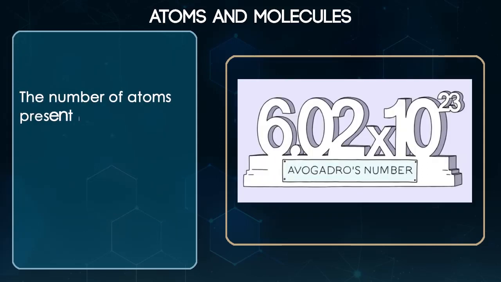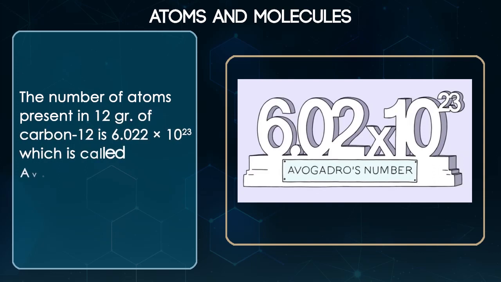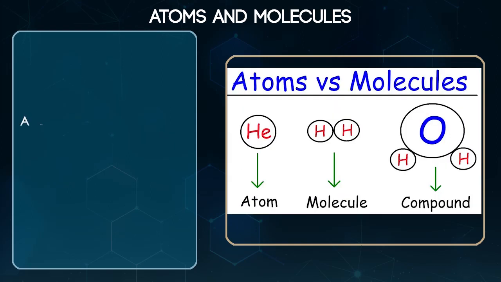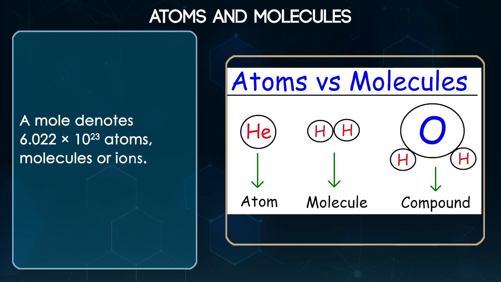The number of atoms present in 12 grams of carbon-12 is 6.022 × 10^23, which is called the Avogadro number. A mole denotes 6.022 × 10^23 atoms, molecules or ions.